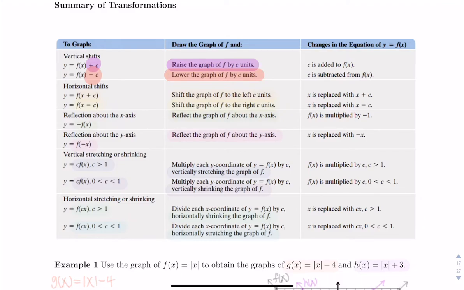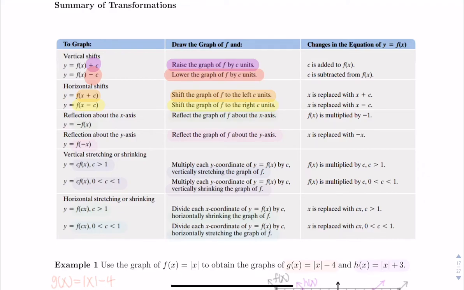X is not being manipulated. For a horizontal shift, we have x plus c inside the function. If it's plus c, you shift the graph to the left that many units. If we have f of x minus c, you shift the graph to the right c units.